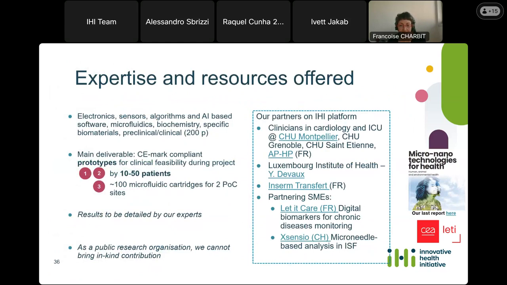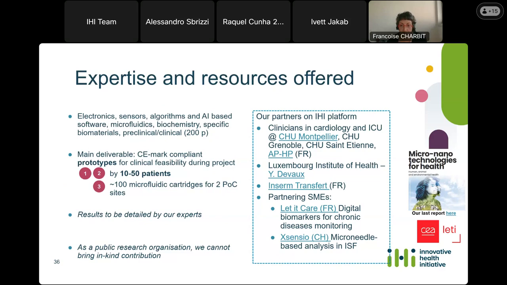Usually, in this kind of project, our main deliverable is a set of prototypes. I mean, CE mark compliant prototypes to allow a feasibility study, depending, of course, on the budget and planning. But we can go up to 50 patients for wearable systems and up to 100 microfluidic cartridges that can be associated with two instruments, for instance, for two sites.